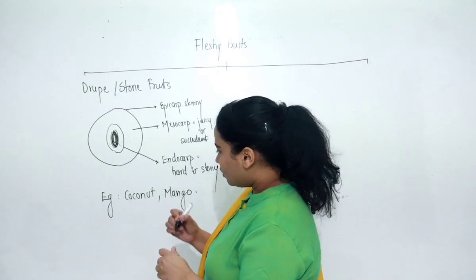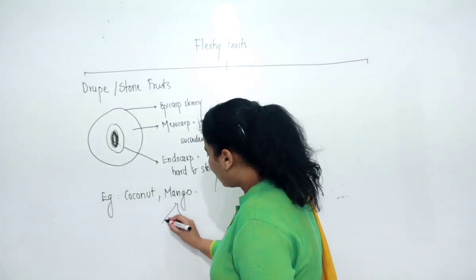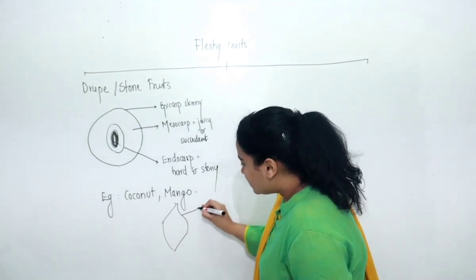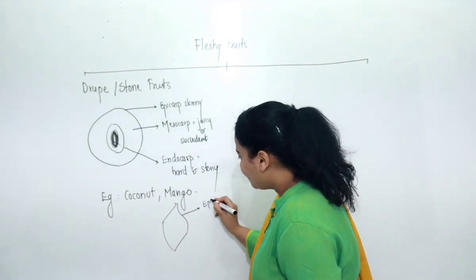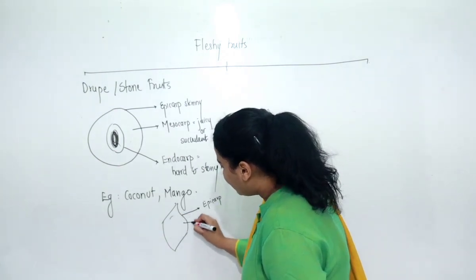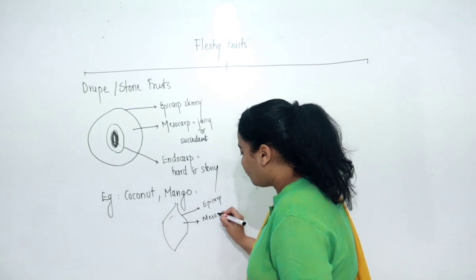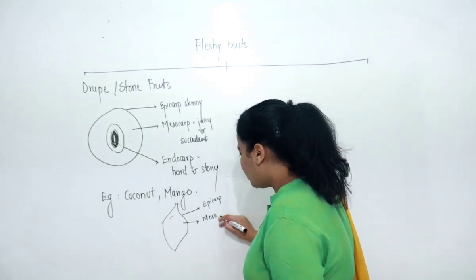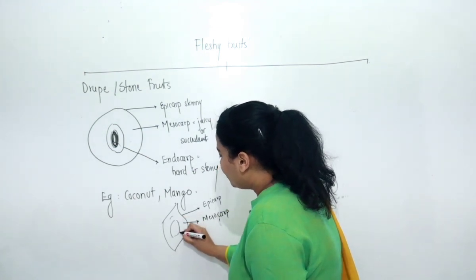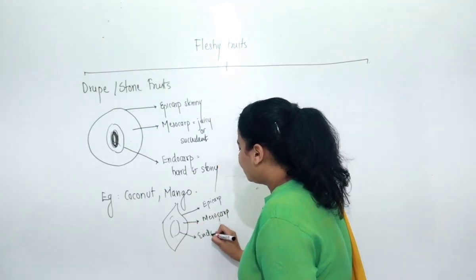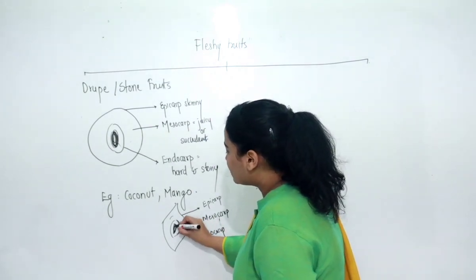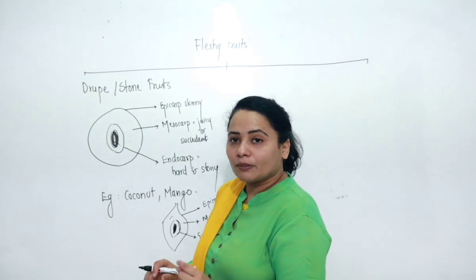So we all know, if we talk about mango, then this is the epicarp. Then inside comes the mesocarp, from which we make mango juice. So that is the pulpy area. And then comes the endocarp. We know that endocarp is hard. That is covering the seed, and inside this is the seed.